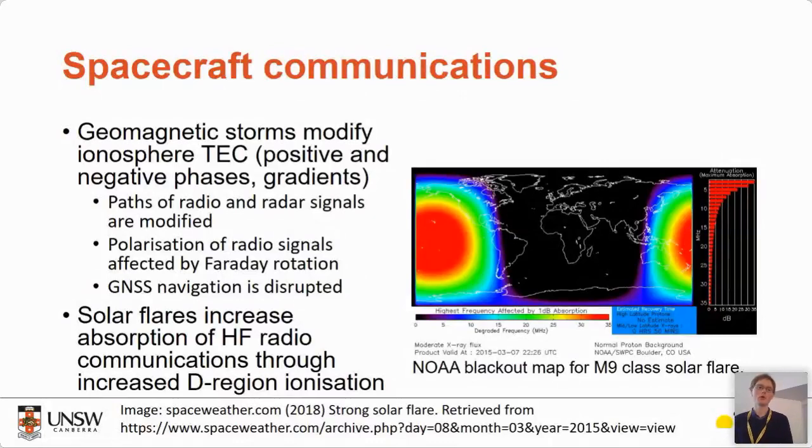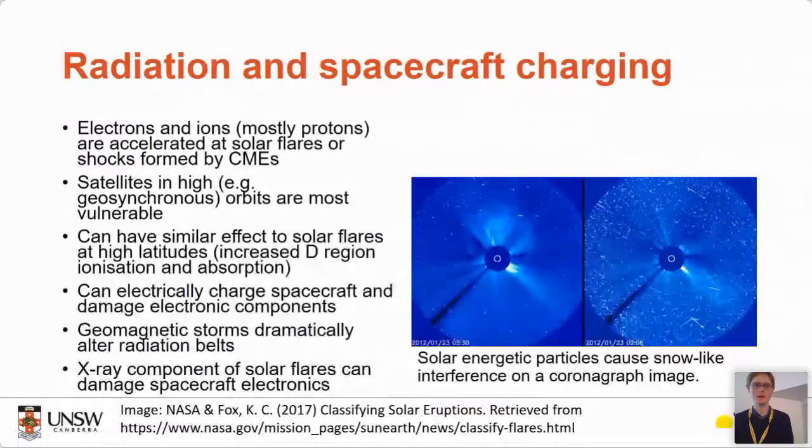Solar flares are well known to increase D-region ionization, which causes absorption of HF radio communications. This leads to so-called blackouts. An example of the regions affected by a particular blackout is shown on the right-hand side. Space weather can also lead to changes in the spacecraft radiation environment. Electrons and ions can be accelerated through solar flares and by shocks formed by CMEs. Satellites in high orbits are most vulnerable to these.